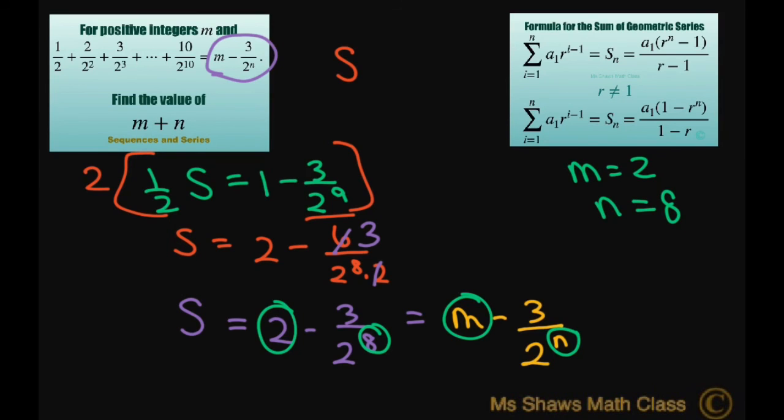And we have to find the value of m plus n, so that's going to equal 2 plus 8 equals 10. And that is your value.